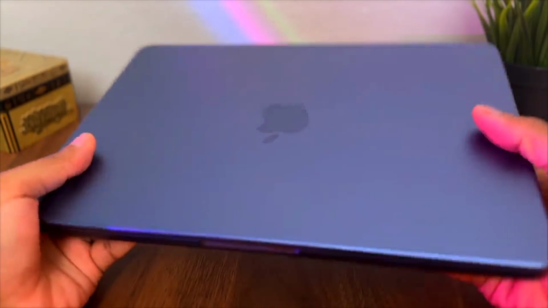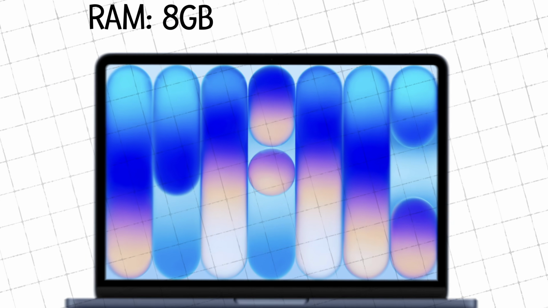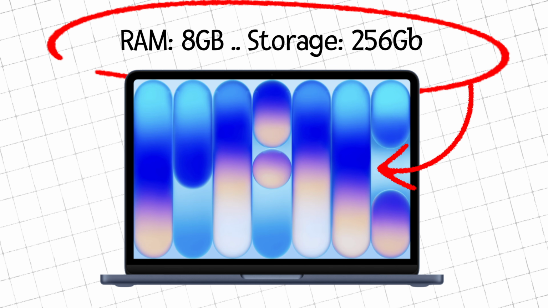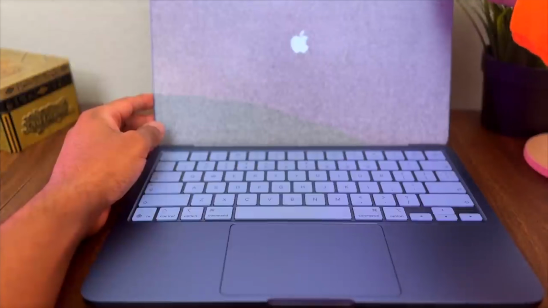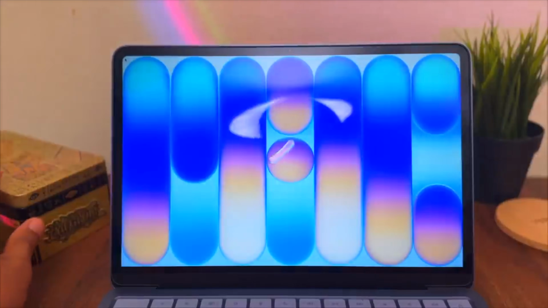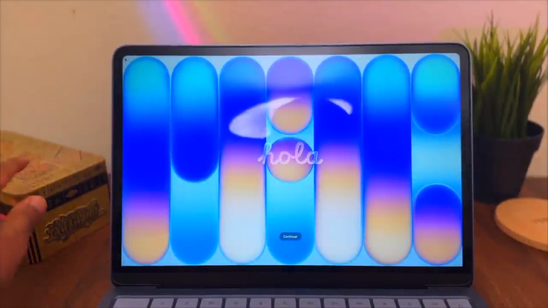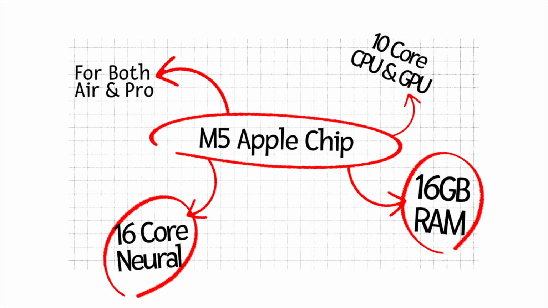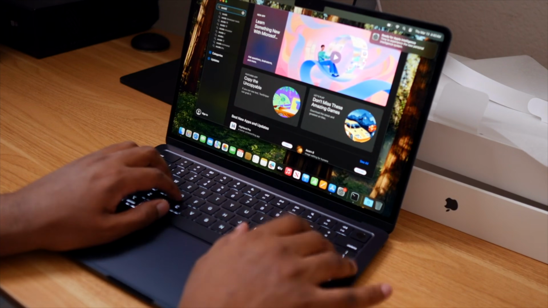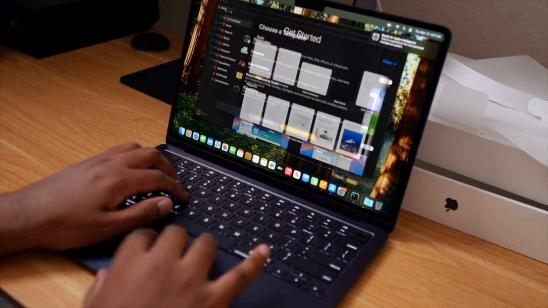Starting with the specs, we're looking at the Neo with 8GB of RAM, and the chip has a 5-core GPU and 6-core CPU with 256GB of storage. For the price, we're looking at around $700, or $600 if you are a student. As for the M5 MacBook Air, we have 16GB of RAM with 512GB of storage and a 10-core CPU with a 10-core GPU. And for the price, we are looking at $1,400, or $1,300 if you are a student, and those prices are after the recent price increase.